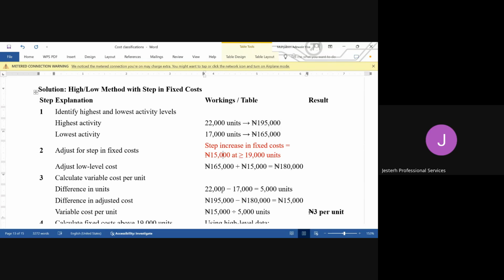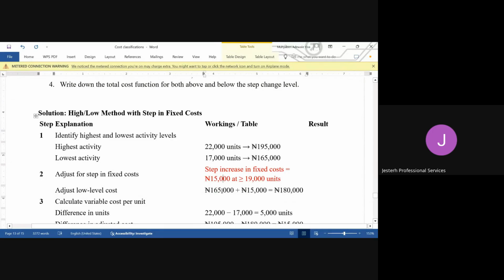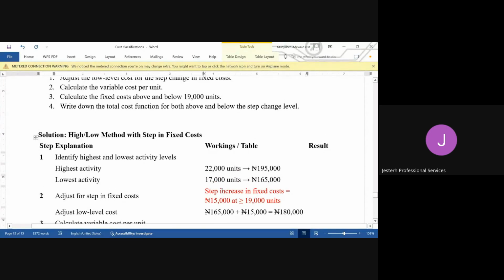It means once our level of activities increases to 19,000 units of level of activities, the total cost is going to be 180,000. That is the number one requirement that they ask us to do. You need to understand how all these things work. That is the number one.